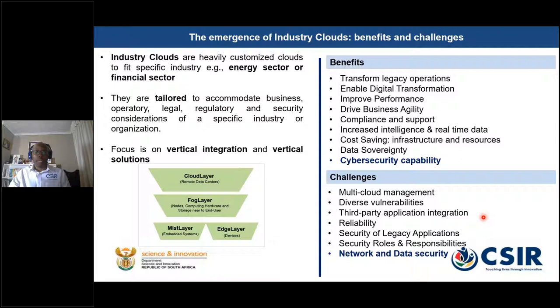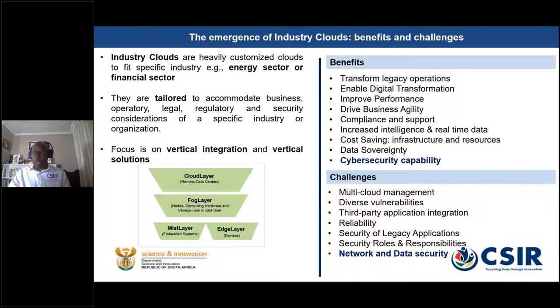But if we're using a multi-layer industry cloud, the key thing is that in the fog layer, in the mist layer, and the edge layer, you are still responsible for the security of that. Maybe your service provider might still deal with this, but when the data is in transit, you still obviously have to ensure that you are using secure comms and stuff like that. Hence, we also talk about the challenge of security roles and responsibilities, because some people or organizations might think that by having industry cloud, by default, your security problems go away. Obviously, the issues of network and data security remain the same, even with other clouds, particularly when your cloud provider is outside the country, or even if it's inside the country, if you're using public networks and stuff like that.